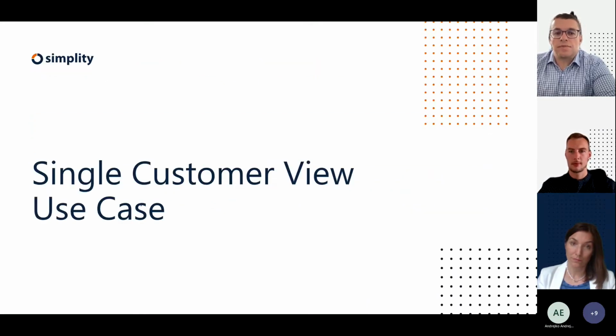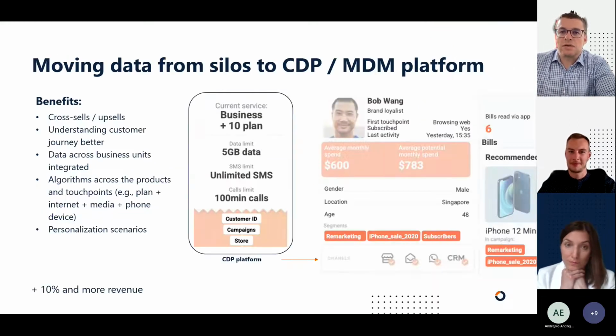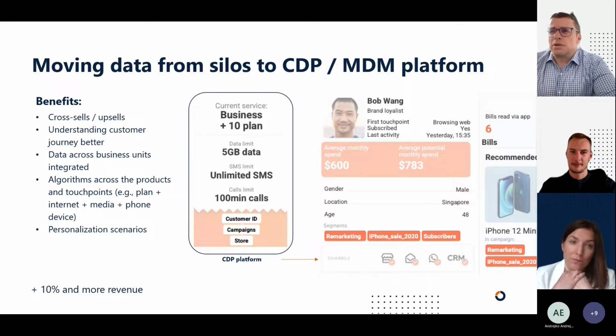So let's see some single customer view use case. Let's have this use case from a telco company. Basically, in telco companies, it's most important to sell the plans for mobiles, sometimes the media like TV and stuff like that. Also very important are the business plans, which cover a large proportion of the whole turnover of telco companies.